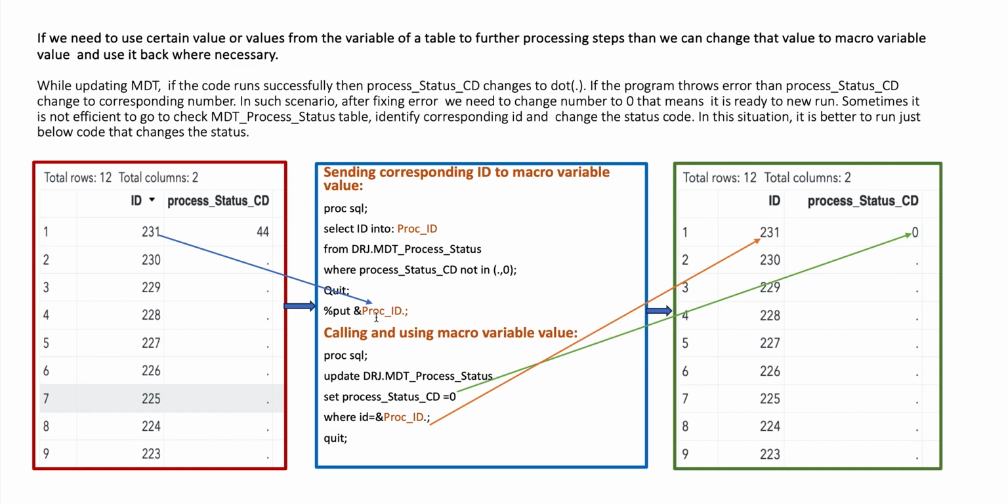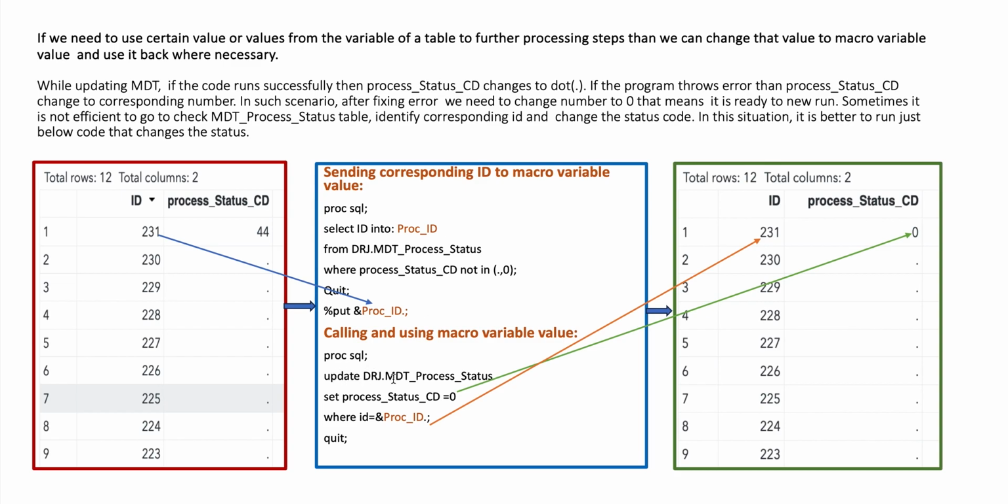Next, we are going to print the value of this macro variable in our log window. That's why we use %put &proc_id. proc_id is the macro variable name. When we use &proc_id., that means we are calling that macro variable here. When we run the first set of code, it will convert this id value 231 to the value of the proc_id macro variable.